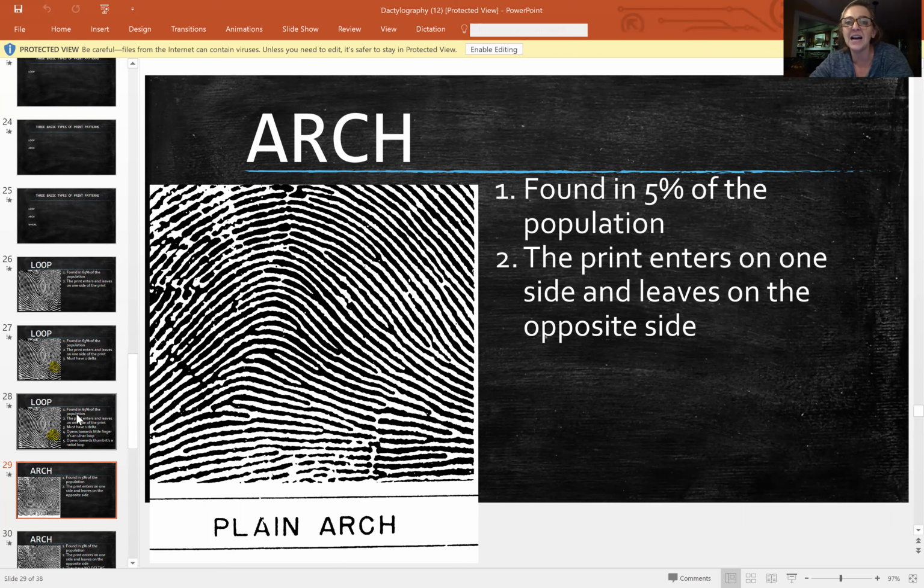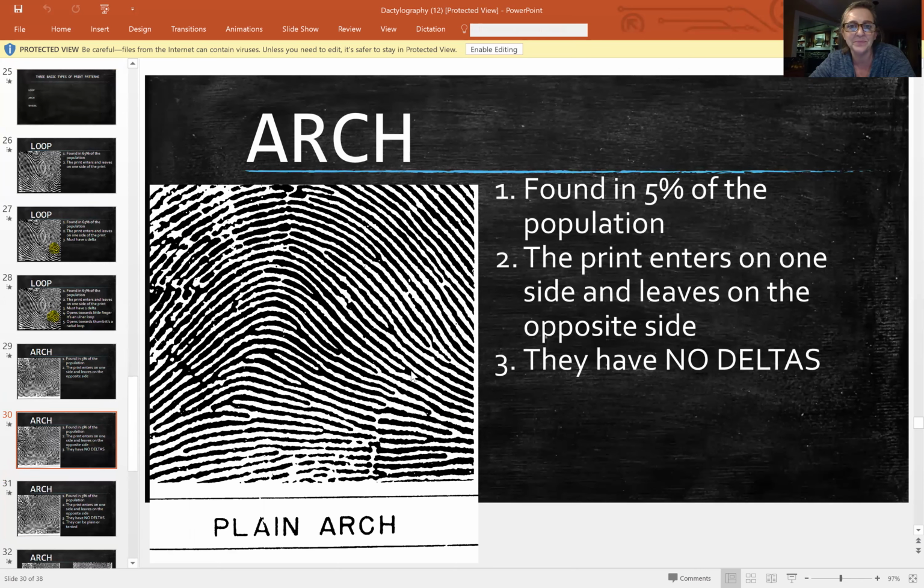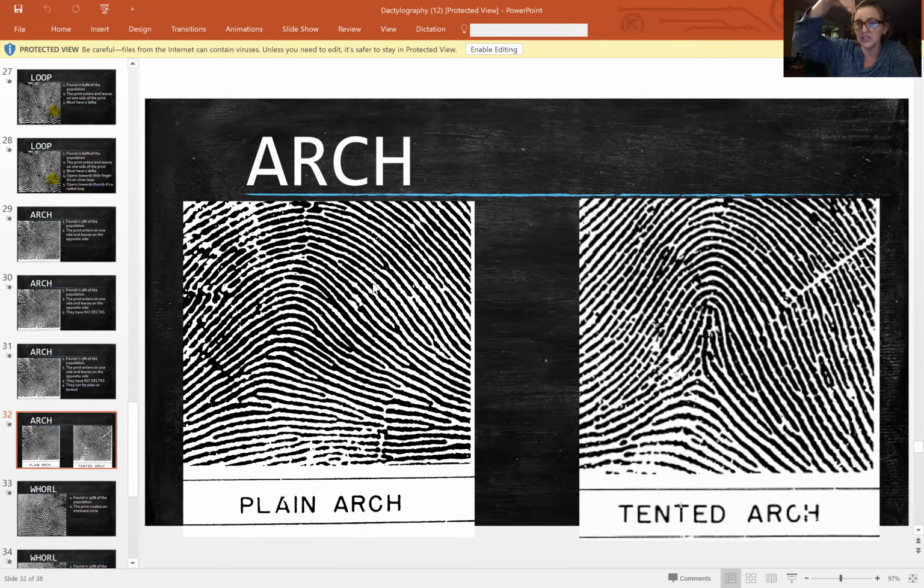The print enters on one side and it leaves on the opposite side. They have no deltas. In fact, the whole thing itself looks like a delta, but there's no triangle where all three lines meet. They could be called a plain arch or a tented arch. And the tented arches you can see in this picture, they're real kind of spiky. This particular one has one line that goes right up the center.